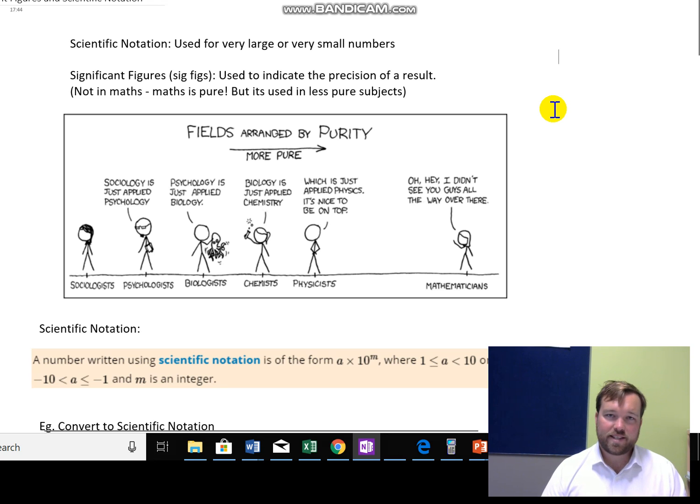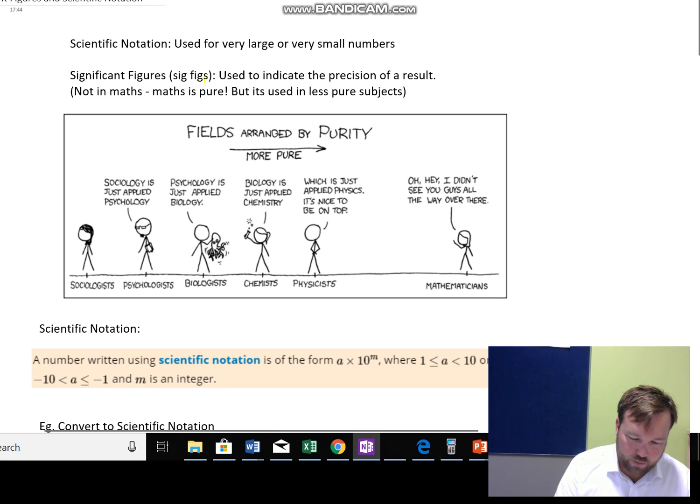Scientific notation, easy. Significant figures, I think, is diabolically difficult. So, hope you're sitting down, ready to take notes. Scientific notation is essentially used for us to display very large, very small numbers. Significant figures, also abbreviated as Sig Figs by those cool people, are used to indicate the precision of a result.